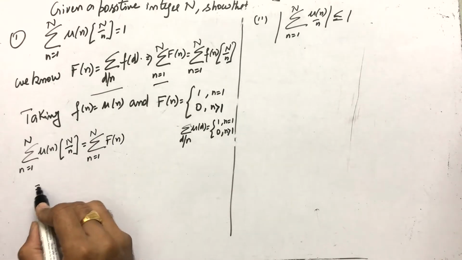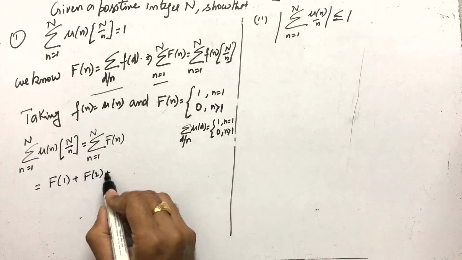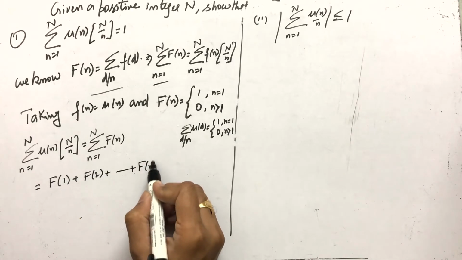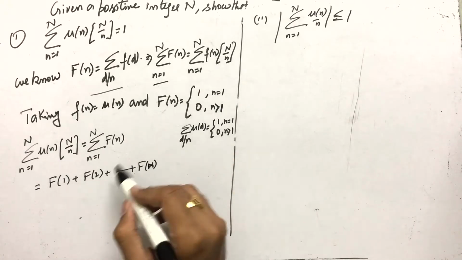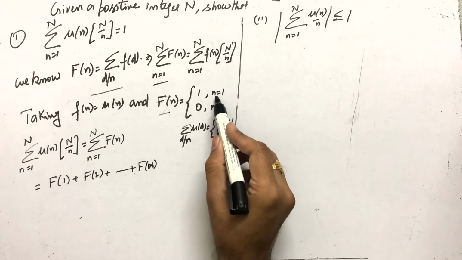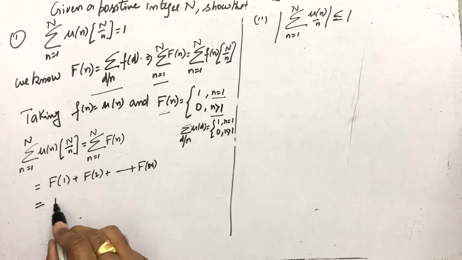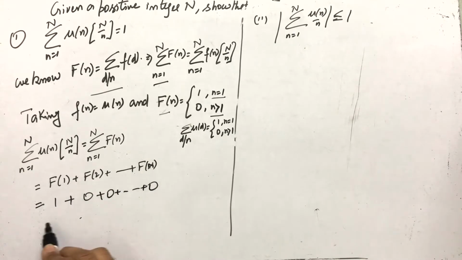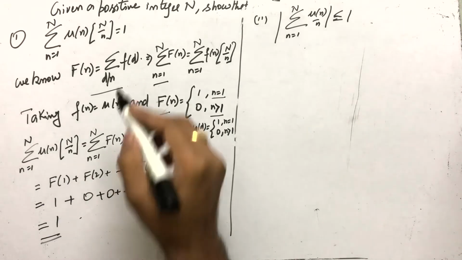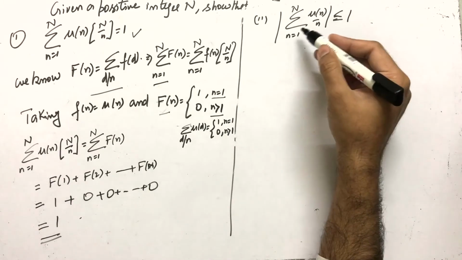Now let us expand this. This will be F(1) plus F(2) and so on up to F(N). As the value of capital F(n) is 1 only for n equal to 1, and for all other values it is 0, let us put these values: 1 plus 0 plus 0 plus and so on, 0. So the answer is 1, which is the desired right hand side, as proved. Now let us prove the second part. So we have to prove this.